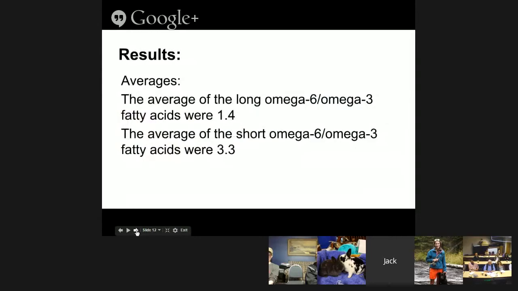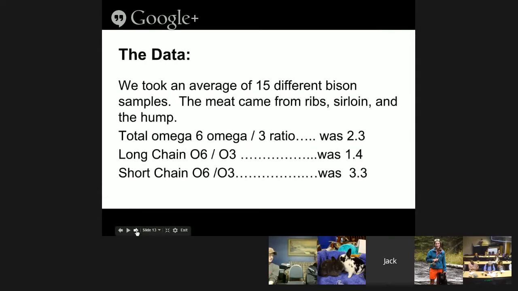For the long-chain omega-6 and omega-3s, the average was 1.4. And the average of the short-chain omega-6, omega-3 fatty acids was 3.3. We took an average of 15 different bison samples. The meat came from ribs, sirloin, and the hump. The total omega-6 to omega-3 ratio was 2.3, the long chain omega-6, omega-3 was 1.4, and the short chain was 3.3.